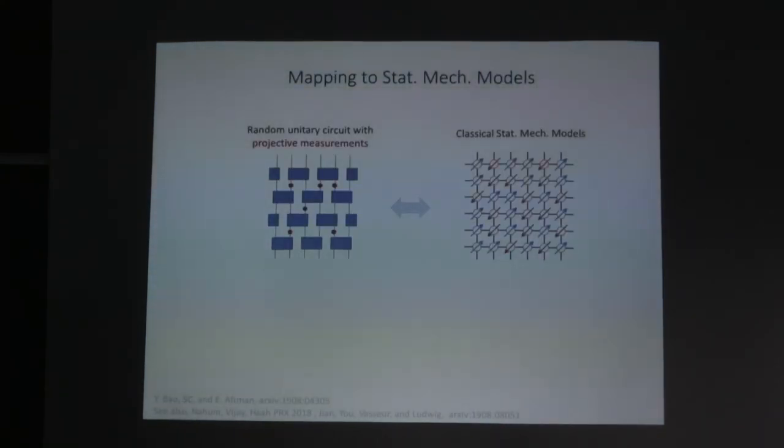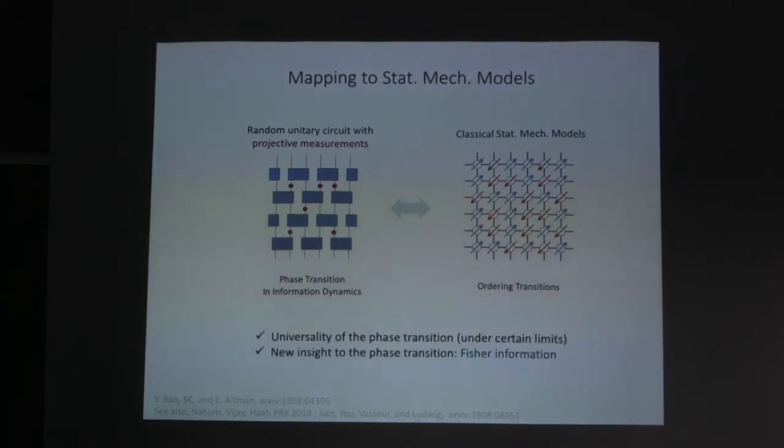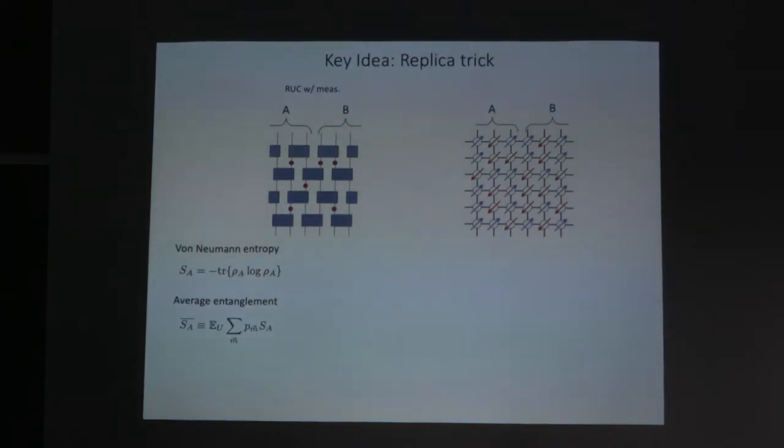Okay, so let's go back to how we understand this mapping to the spin model. The key idea is we are going to use a replica trick. Just to recap, so far we've been talking about the von Neumann entanglement entropy between the two parts of the system, averaged over measurement outcome and the unitary gauge. But we'll introduce a new quantity Sn, where n is an integer greater than or equal to 2.